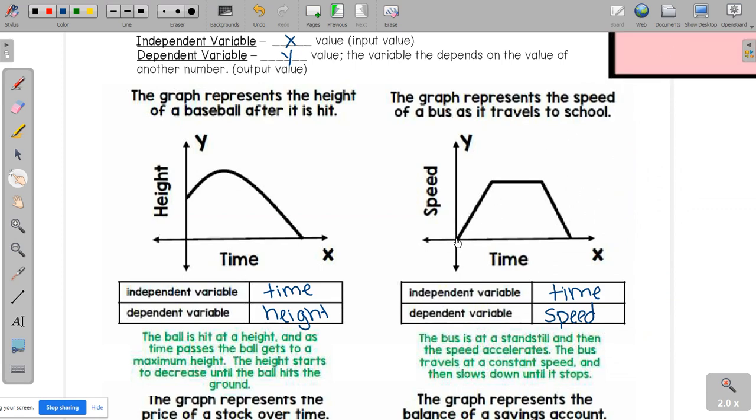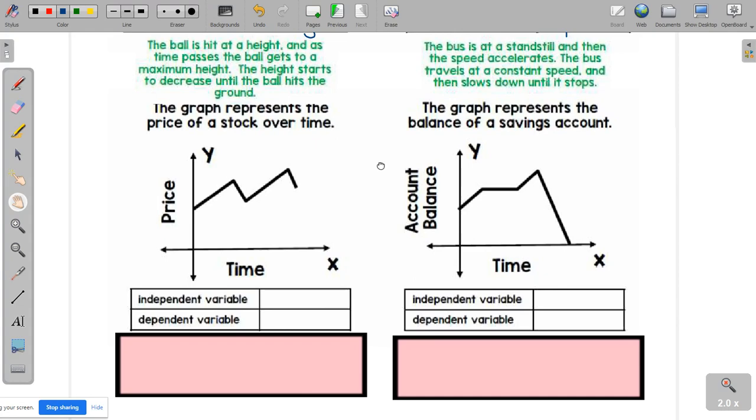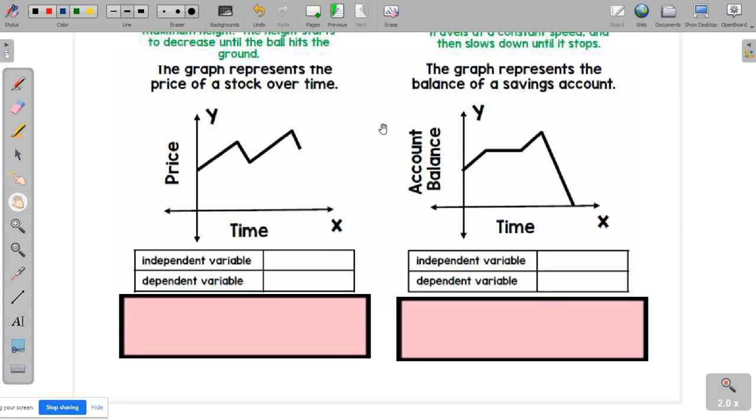So the speed, it's at 0 now, so it's at a standstill. And then the speed accelerates. So accelerating up. The bus travels at a constant speed, and then it starts to slow down until it comes to a complete stop. So that's an example. I want you to do the next two. Pause the video and come back and check.